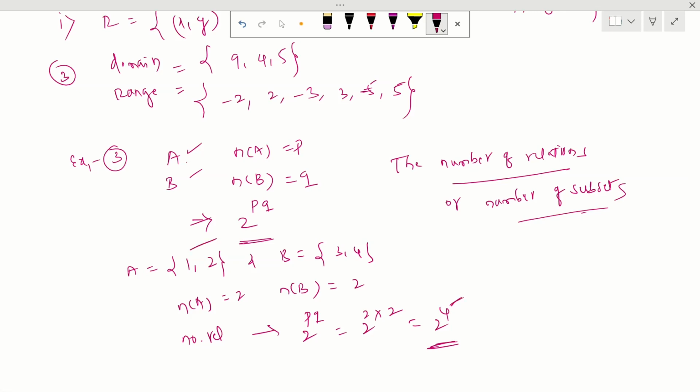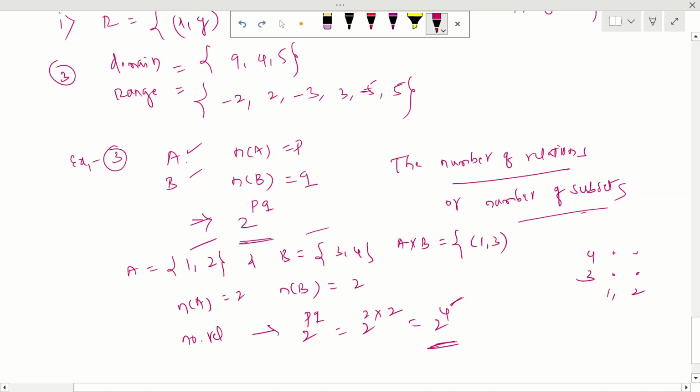Suppose you write this A cross B. So with 1, 2 and 3, 4, A cross B will give 4 pairs. 1, 3, okay, 1 and 3 are matching. So from here to here we have to go.